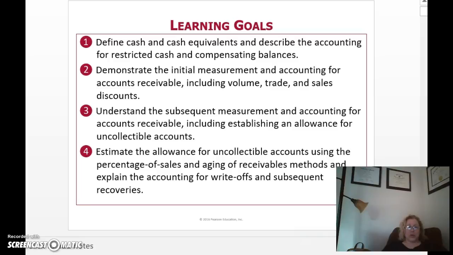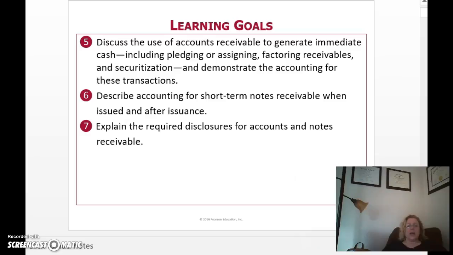Learning Goal 4 further discusses the allowance method by presenting the percentage of sales method and the aging of accounts receivable method. Both methods are acceptable under GAAP and IFRS, therefore it's up to management to implement and disclose the method that is used. Accounts receivable financing can happen in a variety of ways. Students are expected to learn the different ways that financing with accounts receivable can happen.